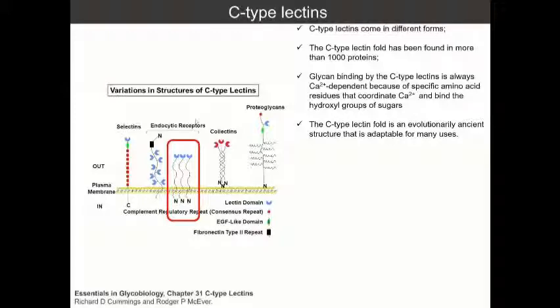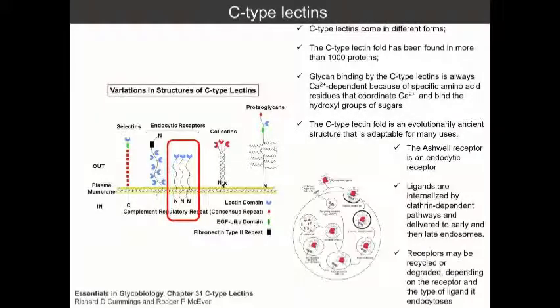Now, what are C-type lectins? They come in different forms, and this is a simplistic version. They include selectins, such as P-selectin, E-selectin, and L-selectin. There are the endocytic receptors, and the Ashwell-Morel receptor belongs to the endocytic receptor group. We also have the collectins, and proteoglycans, which can also function as lectins.